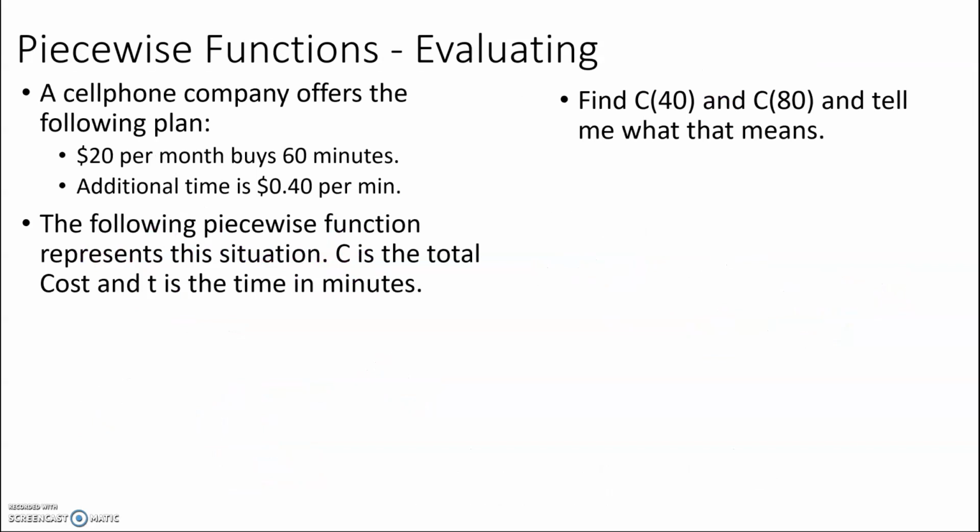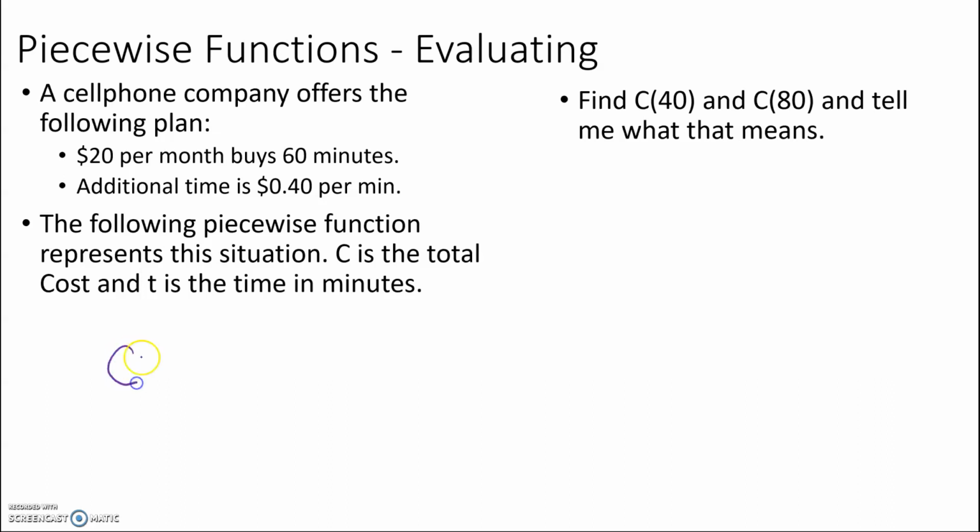And then moving into piecewise functions. A good example: it says a cell phone company offers the following plan. $20 per month for the first 60 minutes, and then 40 cents for every additional minute. It says C is your total cost, and T is the time in minutes, and create a piecewise function.